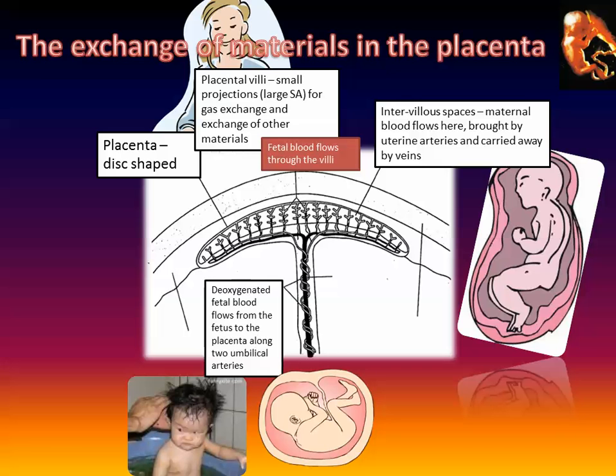Deoxygenated fetal blood flows from the fetus to the placenta along two umbilical arteries. There's one question that comes up. You should know that arteries in your normal body carry blood away from the heart, and veins carry blood towards the heart. But when you have a human on both sides of that umbilical cord, that direction rule is not entirely going to work.